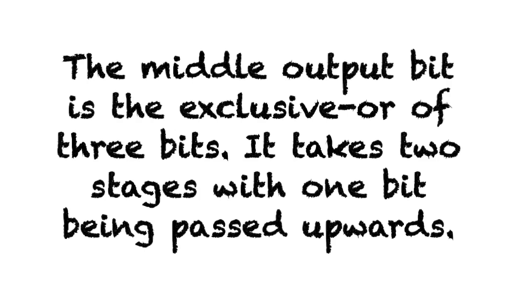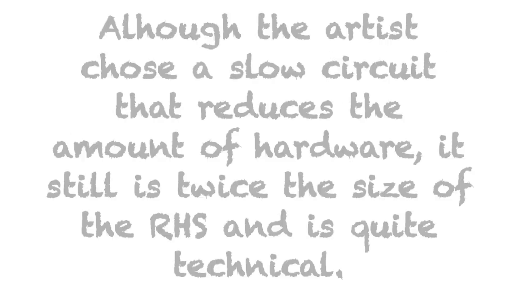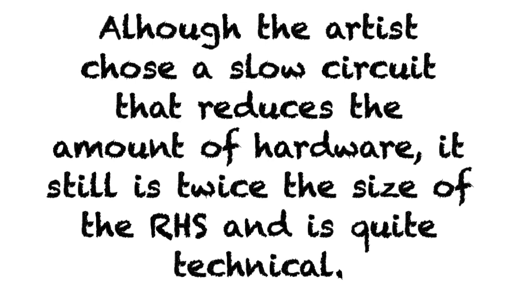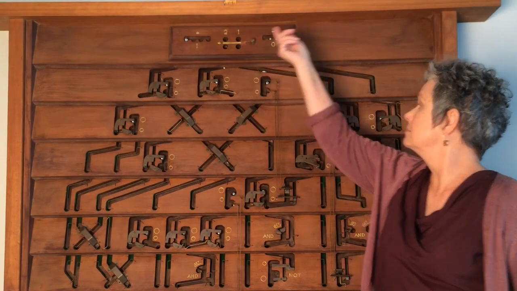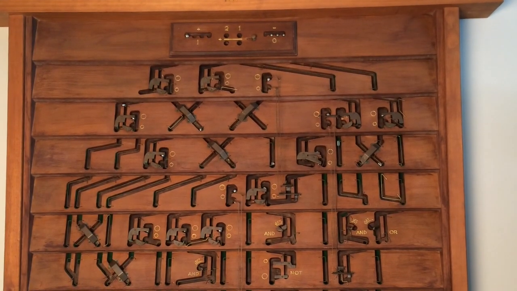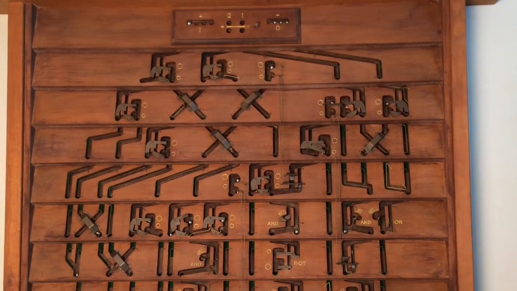The middle output bit is the exclusive OR of 3 bits. It takes 2 stages, with 1 bit being passed upwards. Although the artist chose a slow circuit that reduces the amount of hardware, it still is twice the size of the right-hand side and is quite technical. Let's not go into it further, but watch the middle part of the circuit at speed to see how it is the slowest part.